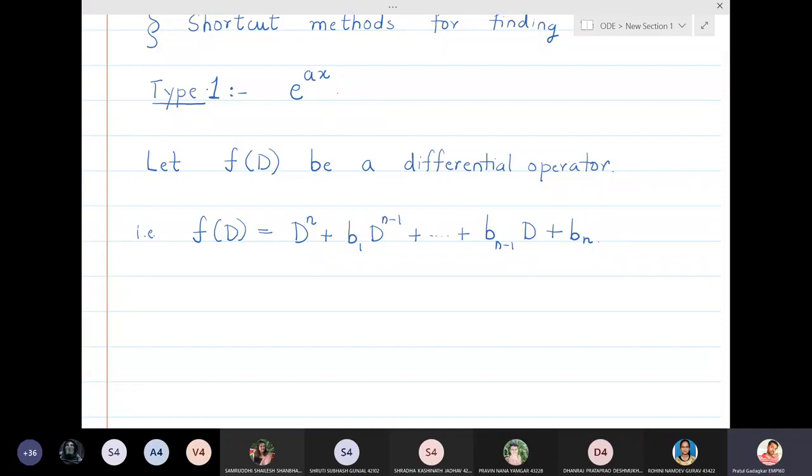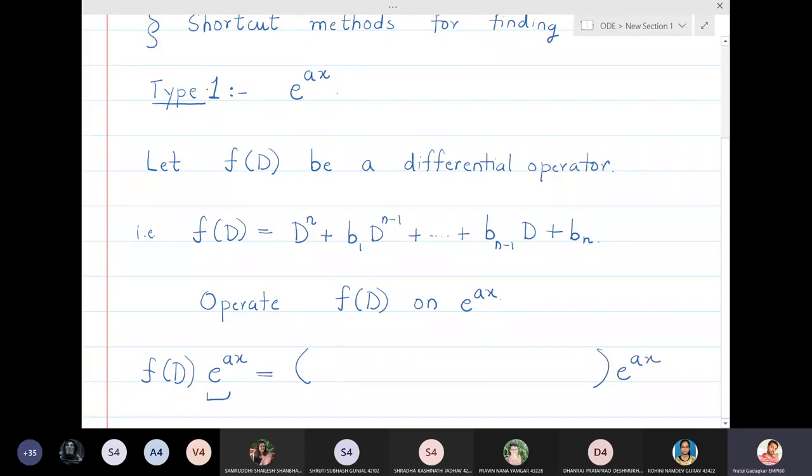Now we'll operate this f of D on e raised to ax. Operate f of D on e raised to ax means f of D e raised to ax, writing e raised to ax to the right hand side. What is f of D? f of D is D raised to n plus b1 D raised to n minus 1 plus bn minus 1 D plus bn. What are b1, b2, bn minus 1? These are just numbers. They are just real numbers. So the bi's are real numbers.